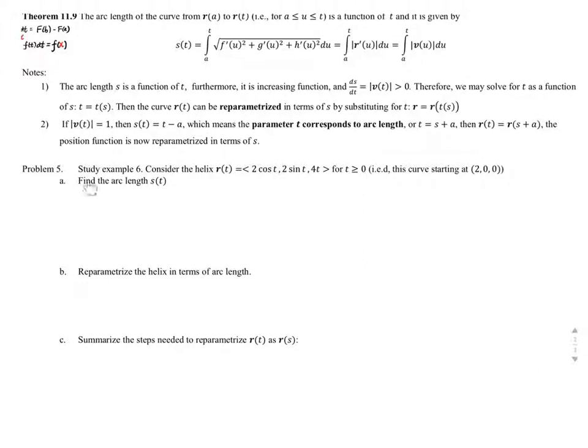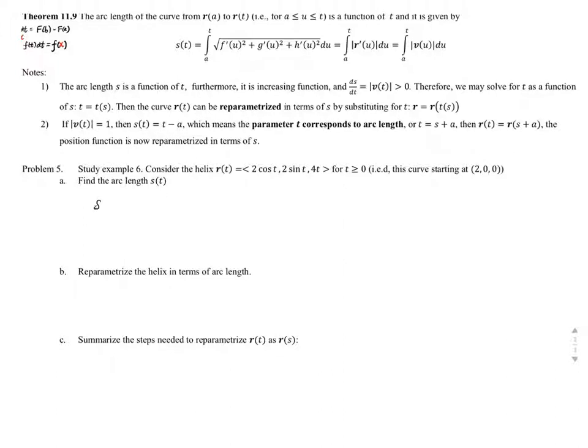Now let's take a look at this particular problem. This is a helix. The projection on the xy plane is a circle with radius 2 and rises from the plane when t begins from 0. So let's find the arc length as a function of t.